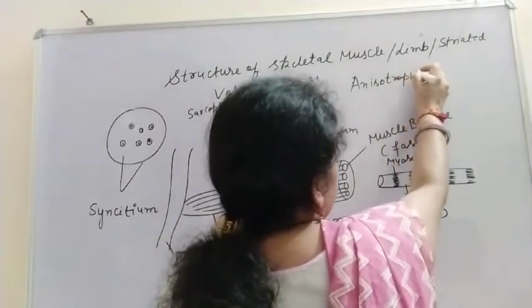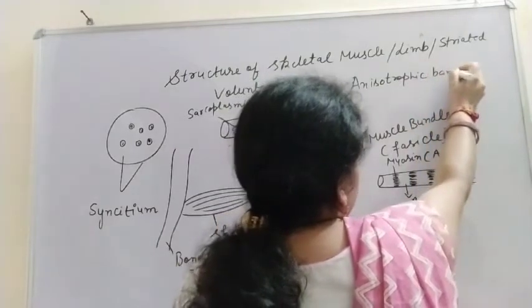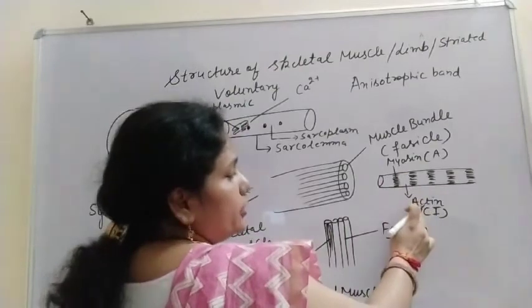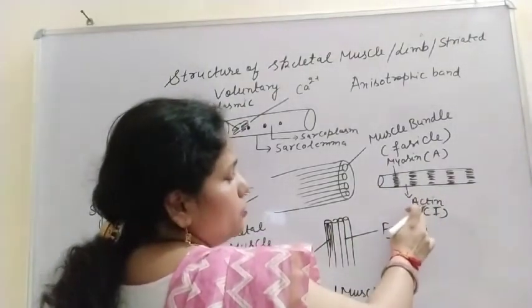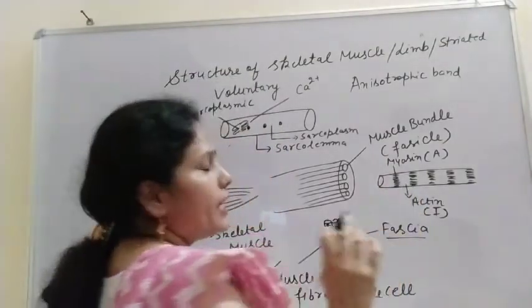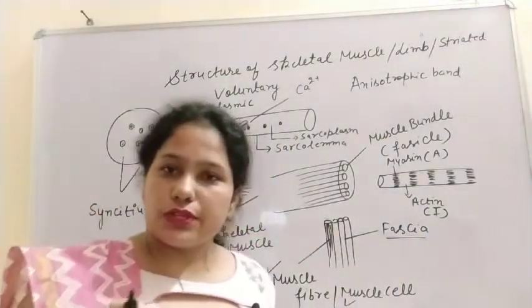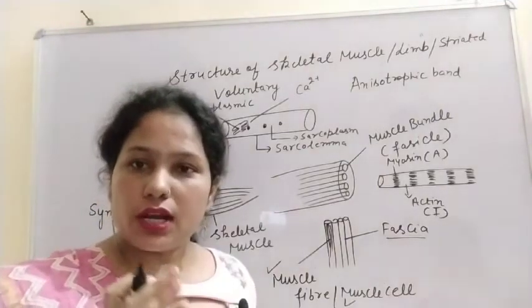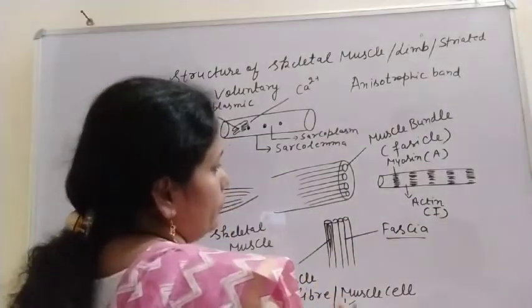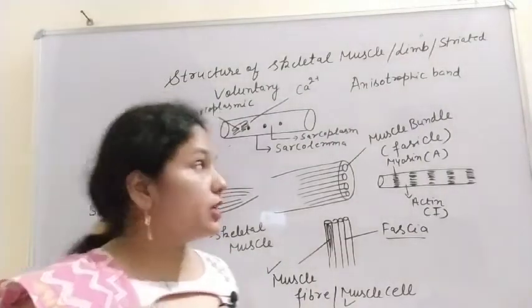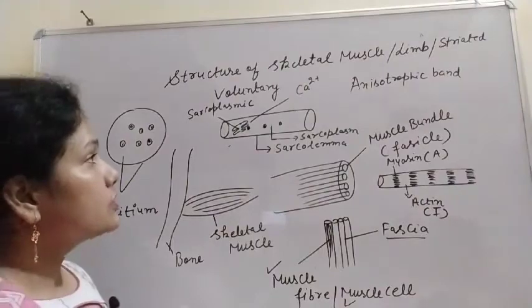Anisotropic band. And in the light band the actin protein is there, and this is also known as the isotropic band. So both these actin and myosin proteins run parallel to the longitudinal axis of the myofibrils. So I think you understood the detailed structure of skeletal muscles.